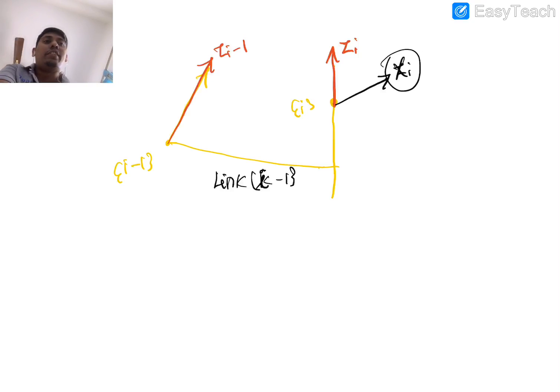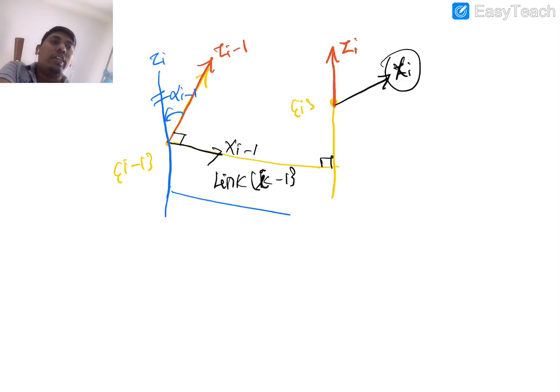So in that sense we will draw a common normal, and we will identify what x i minus 1 is. Then you can see that x i minus 1 is the first operation we will do. We'll make it parallel to z i and we'll rotate that. That is alpha i minus 1. Then we will travel along this.